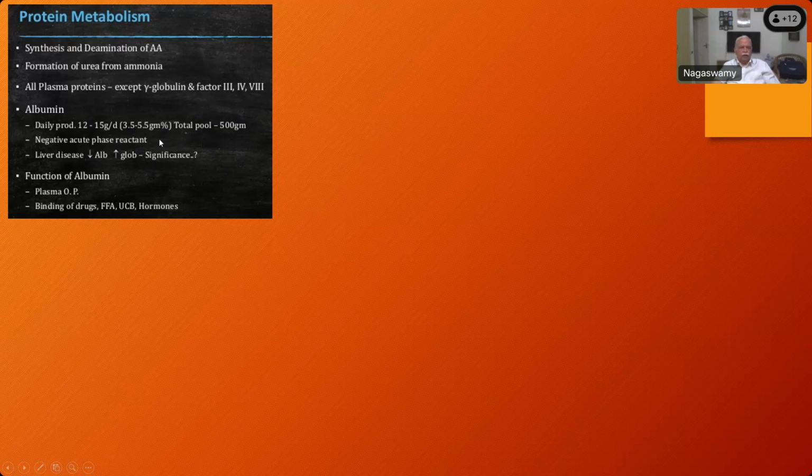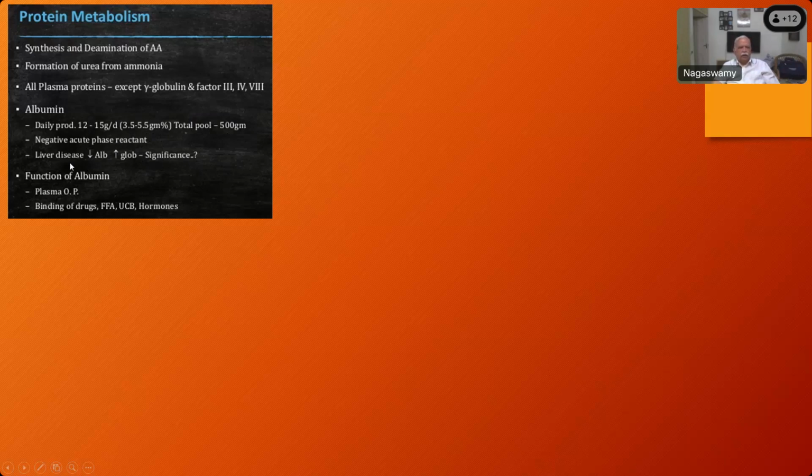On the contrary, the patient may have other parameters indicative of liver failure, but the albumin is still normal. That means he is utilizing the storage to maintain the normal value, and he is in the initial stages of liver failure. He has not gone into a total failure. That is the inference that you have to know.